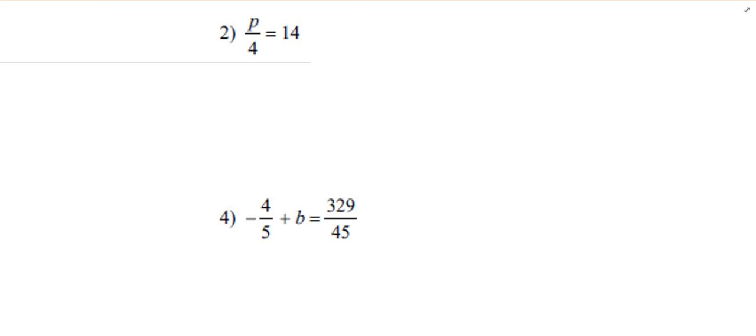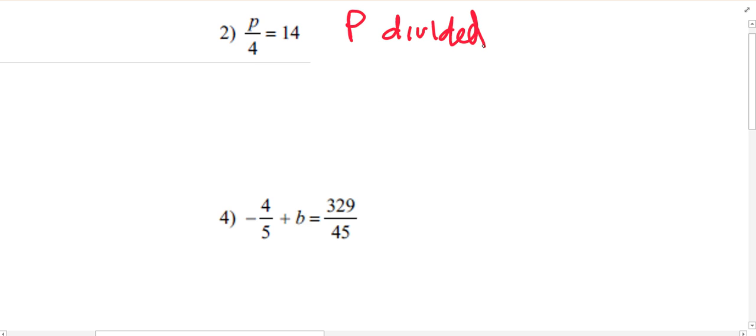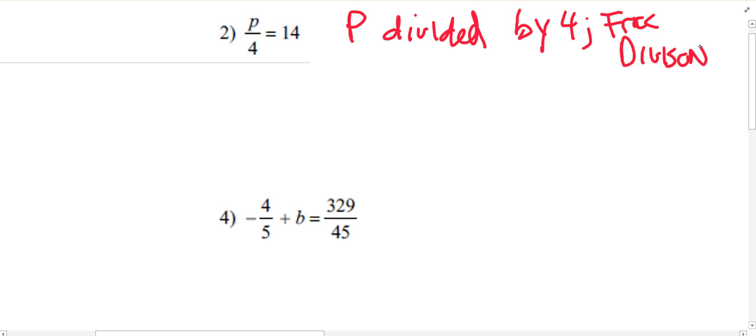Okay, when I see this problem, I say that P is being divided by 4. Because remember, a fraction is just a division. Fraction equals division. So to undo division, the opposite operation is to multiply. So what am I going to do on this problem? P over 4 is equal to 14. The opposite of dividing by 4 is to multiply by 4. So I'm going to multiply 4 on each side.